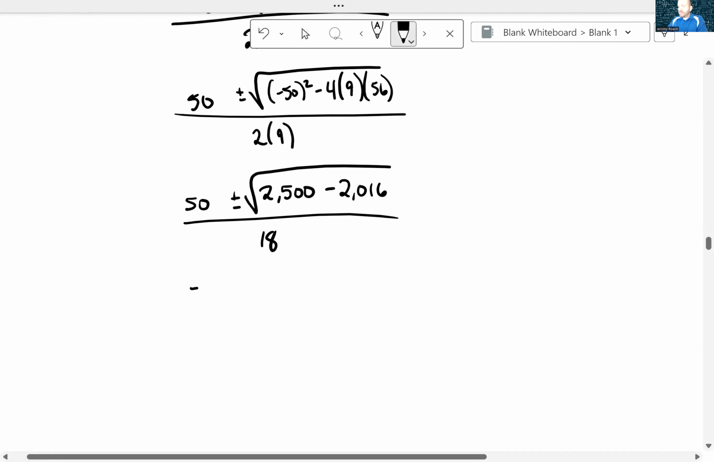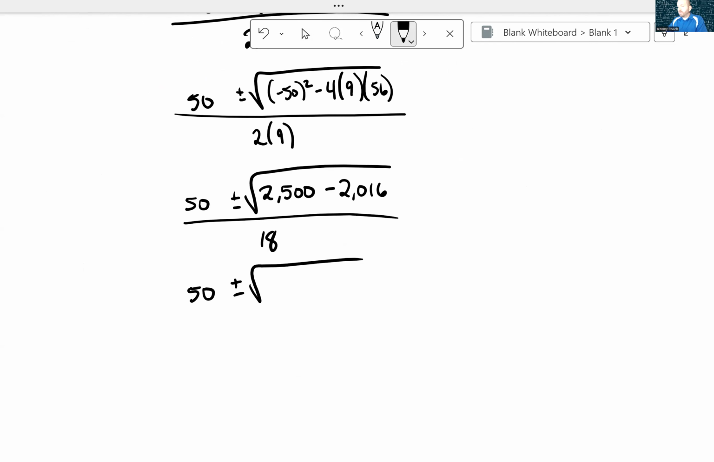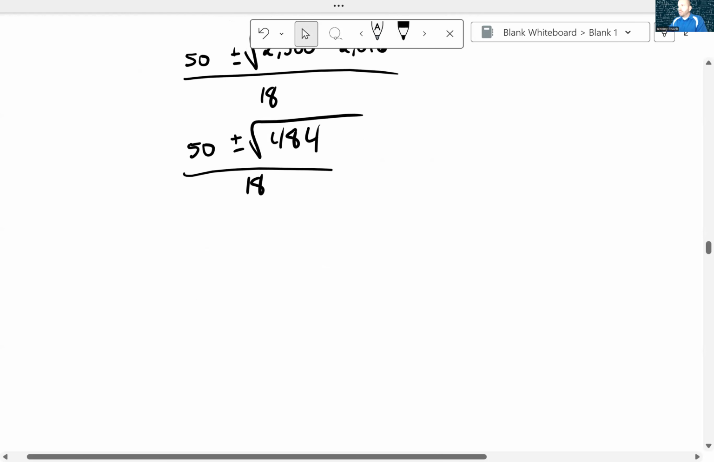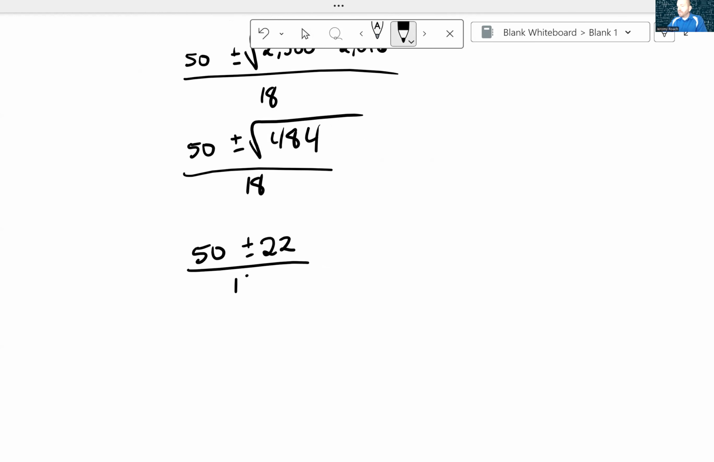Okay, now we get 50 plus or minus, because when we do a square root, it's the positive or the negative value, because two negatives multiplied together can give us a positive. So that's why we do plus or minus. And we get 484. Divide that by 18. The square root of 484 is a nice integer number. It's 22. So 50 plus or minus 22 over 18.